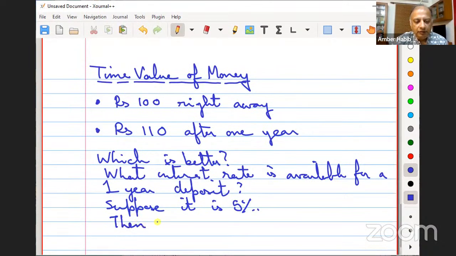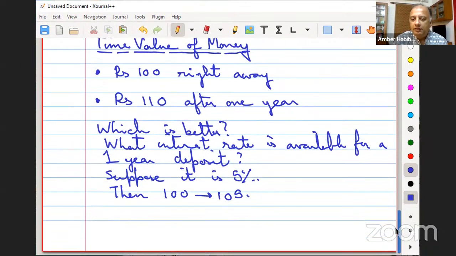Then, of course, your 100 will only grow to 105. And then it's better to wait and get the 110 later. And even if you are in dire need and you need some money right now, the better thing would be to borrow something right now, as long as you could get it at an interest rate which is less than 10, right? And then when you get the 110, you could pay back the loan, and in between you would have had your money as well. Okay.